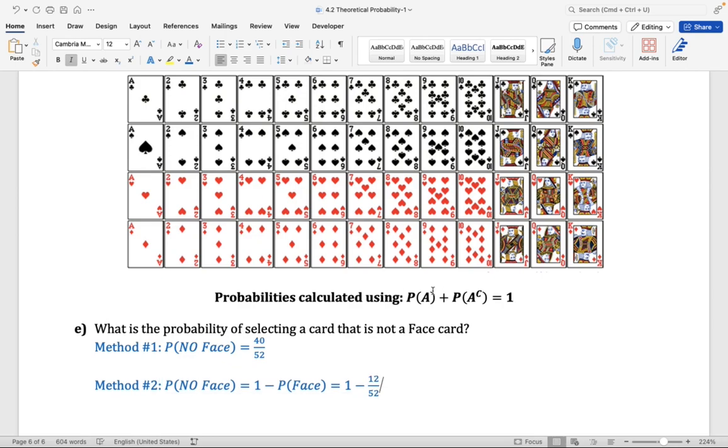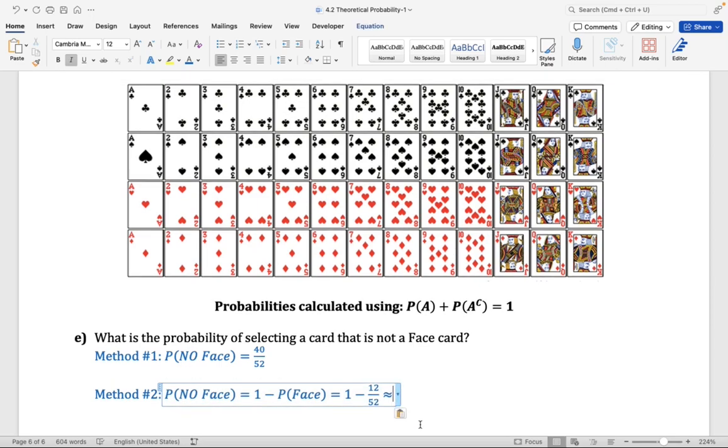Notice here I'm simply writing 1 minus the probability of selecting a face card. The probability of selecting a face card is 12 divided by 52. If we round to 4 decimal places, we get 0.7692. If you take 40 divided by 52, you should also get 0.7692.